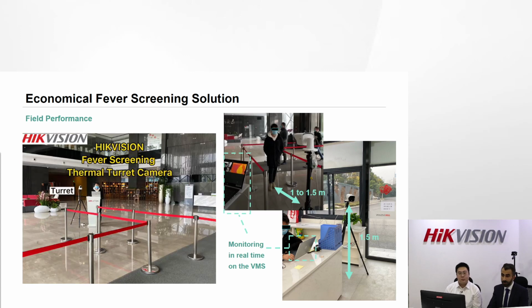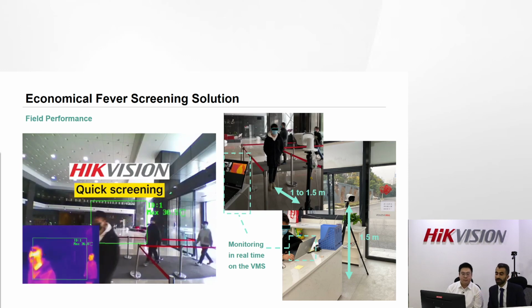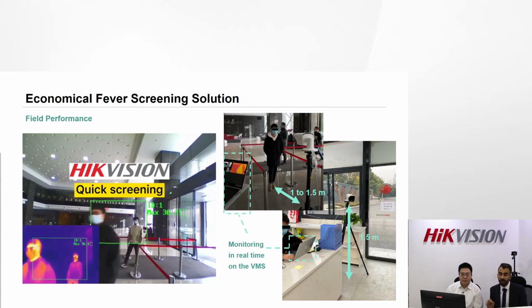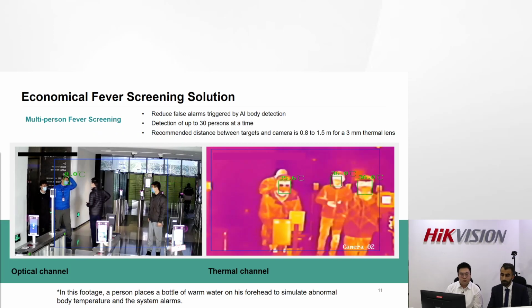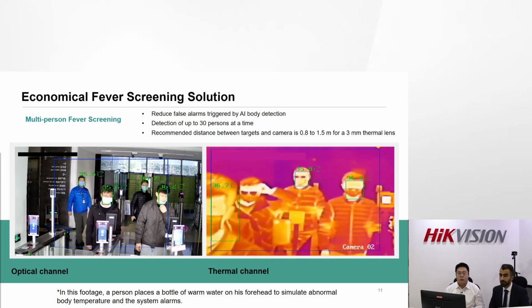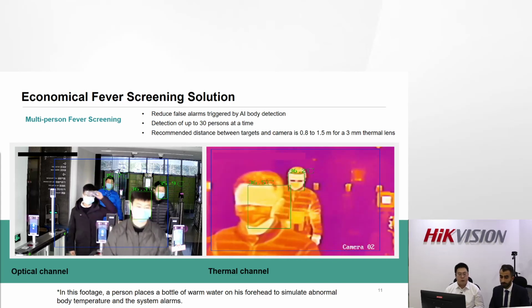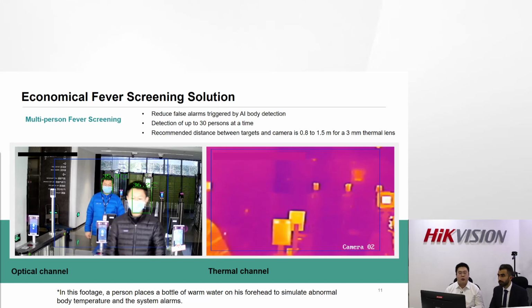Also here is another video. This is for the turret camera. You can see the turret camera, we can install it on a tripod, and this is one installation. You will be able to see the numerical values on the screen itself. Make sure the camera is facing the human face directly. And here we can see that in the economical solution, we can detect up to 30 people at one time, and also with the AI body detection, we can reduce the false alarms triggered by other heat sources.